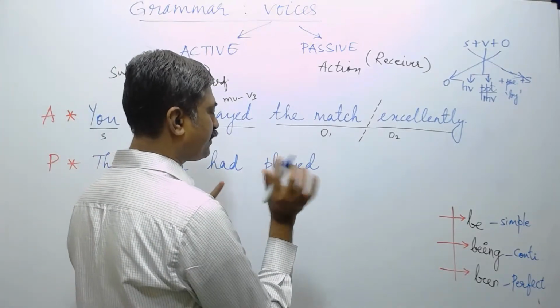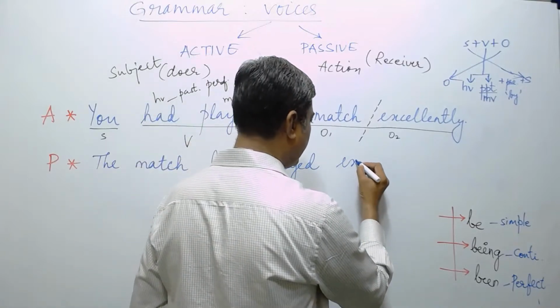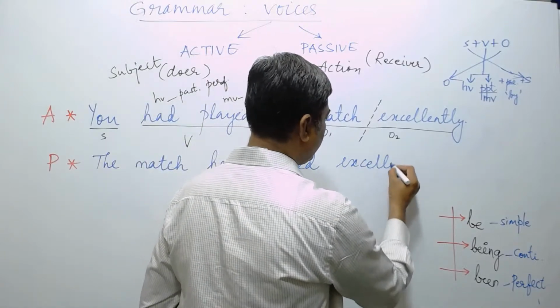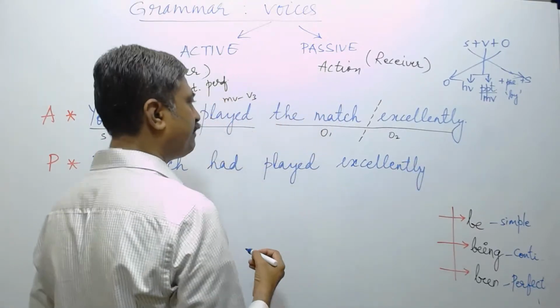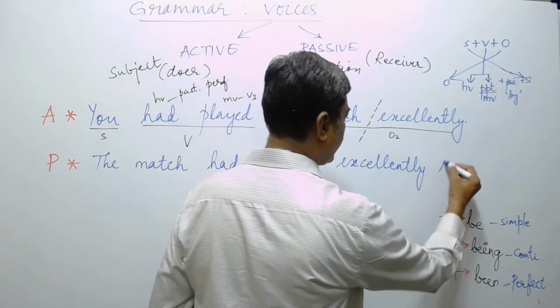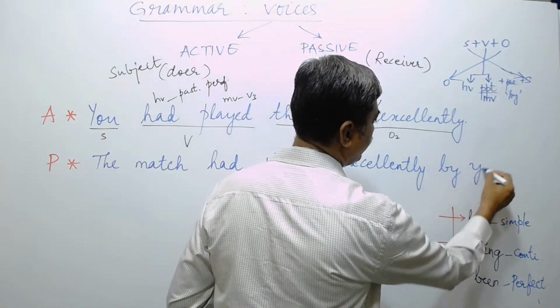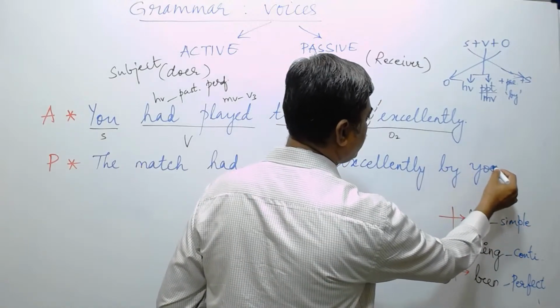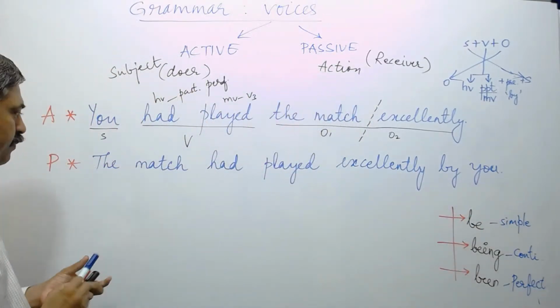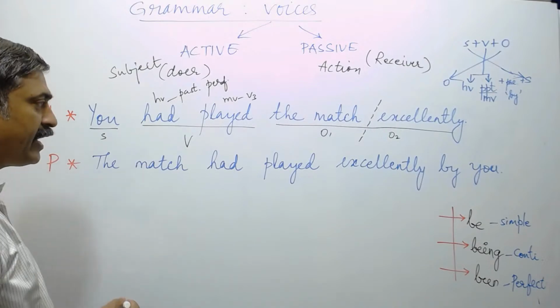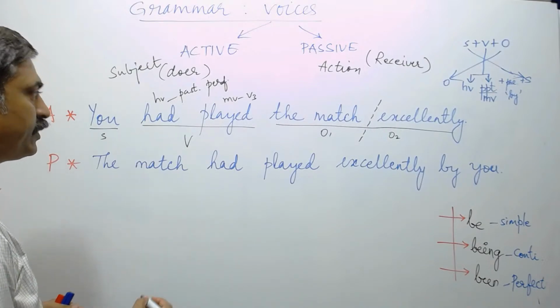Now there is something that you would be thinking about. Keep thinking that. I'll come back to the answer again. Played excellently, right? And then we need to have the preposition by, and you, even in the objective case, remains you, and in the subjective case also it remains you. The match had been played excellently by you.